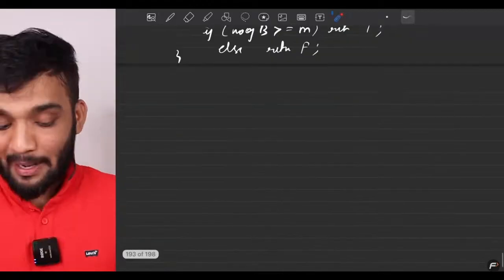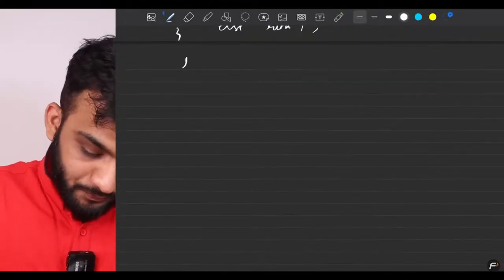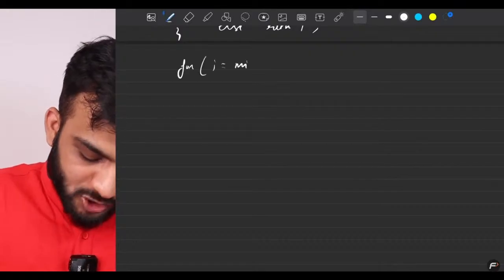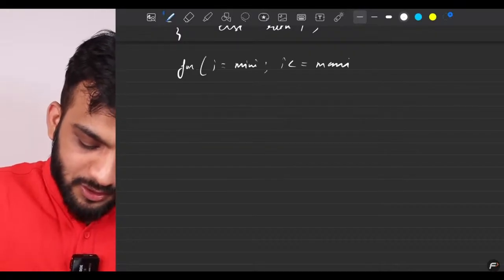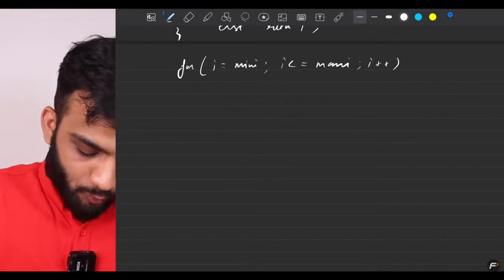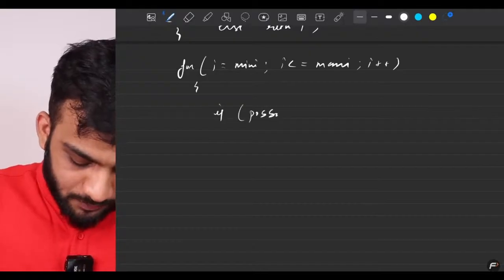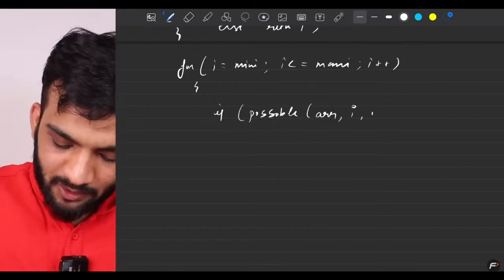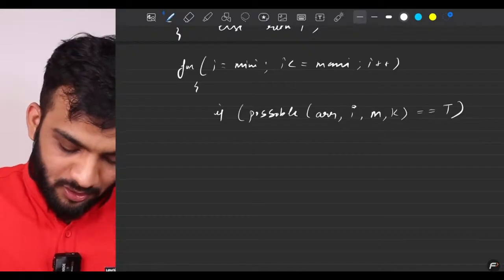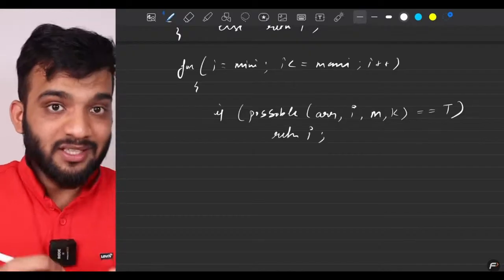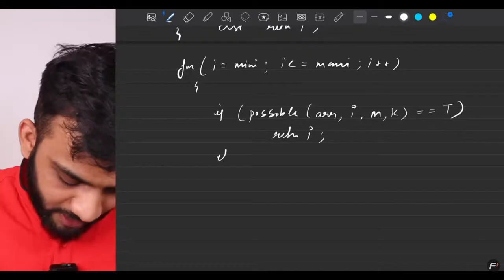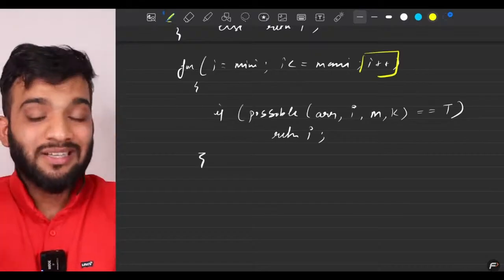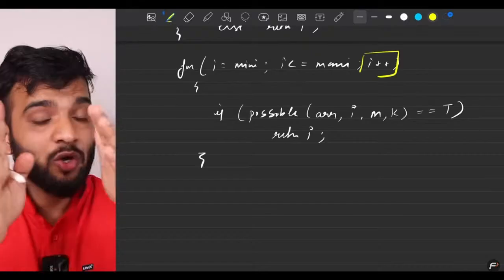I'm trying out with a brute force. So I know what will be my range. I'll start off with the minimum possible element, and the maximum is where the answer will be. What will I say? If possible, give it the array, give it this day, give it the m, give it the k. If this is possible, then return this answer, or else you can just go ahead and increase the value of i and check for the next day. So this is going to be the brute force solution.